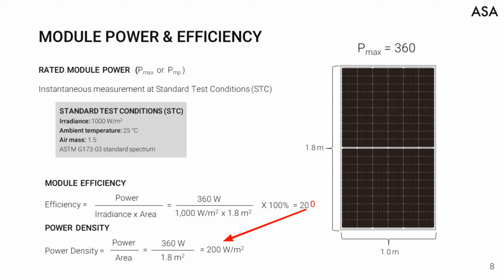A 20% efficient module produces 200 watts per square meter. This is because 200 watts is 20% of 1000 watts. Should you want to get from watts per square meter to watts per square foot, you would divide by 10.76 square feet per meter squared.